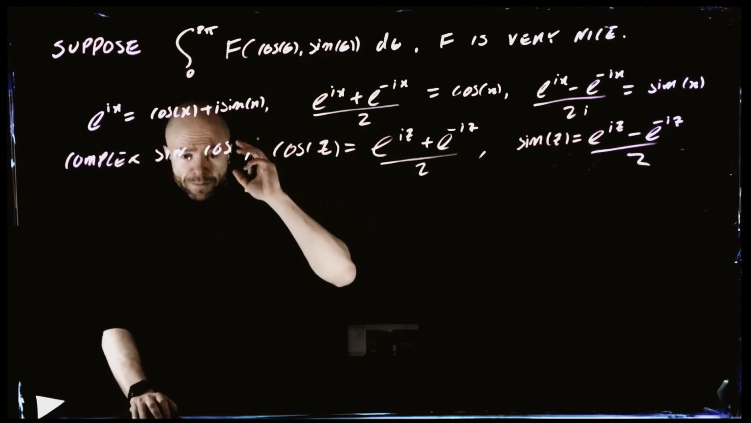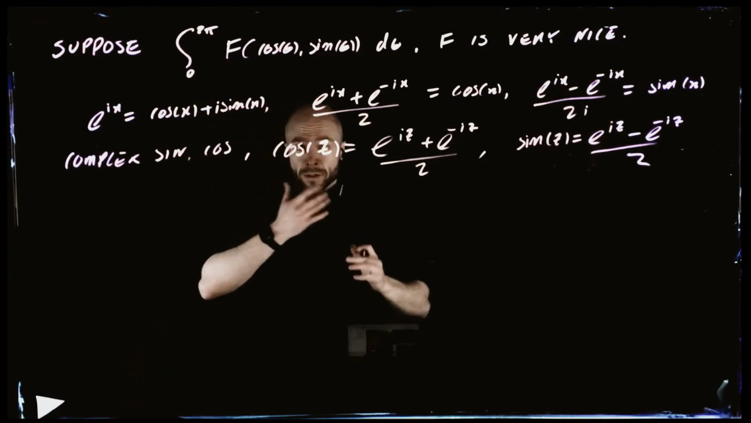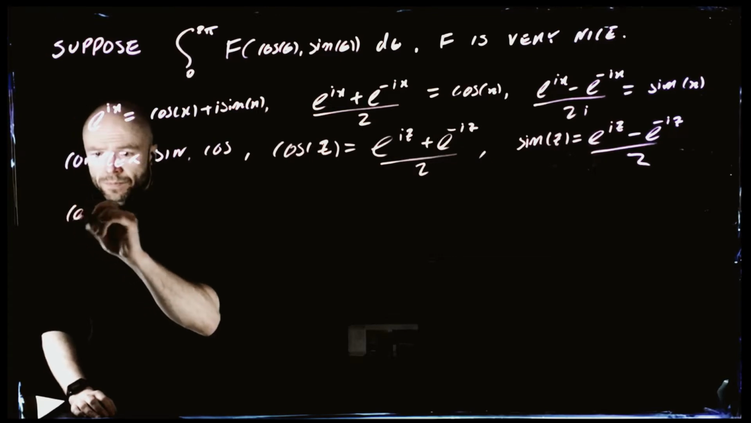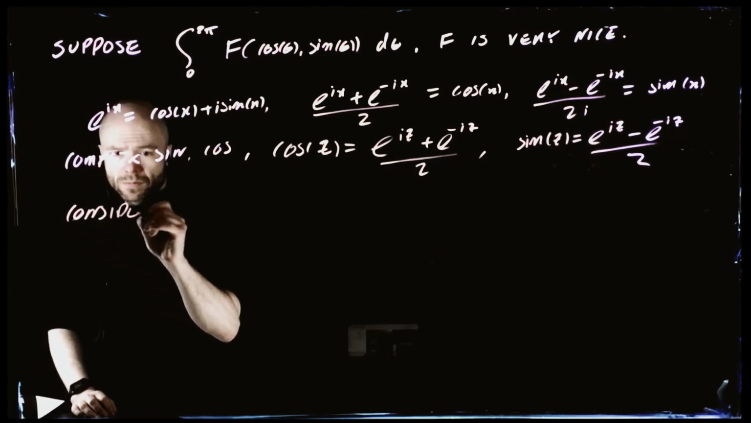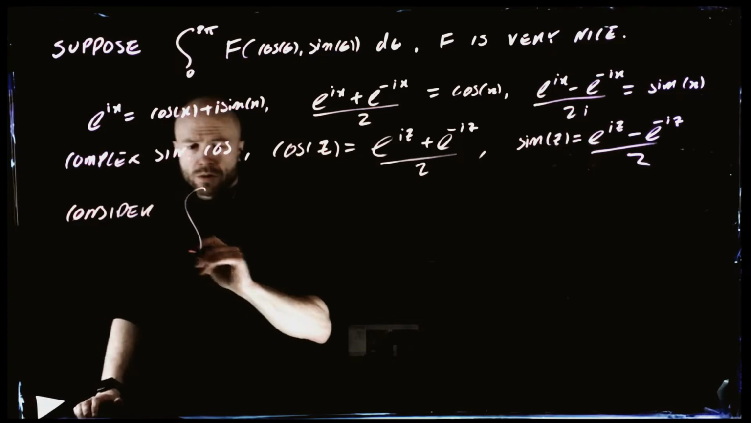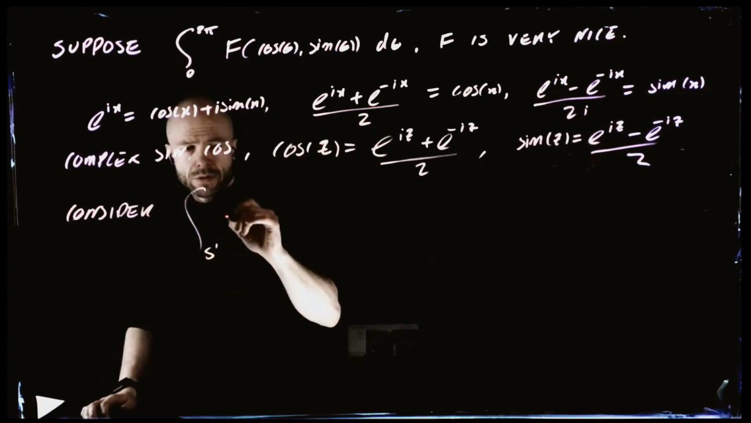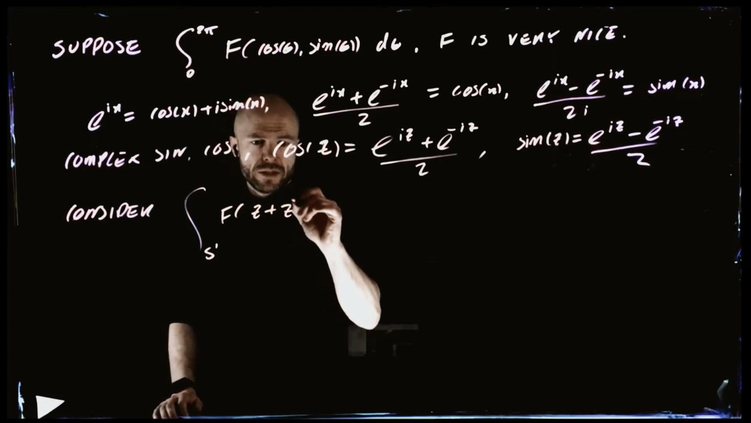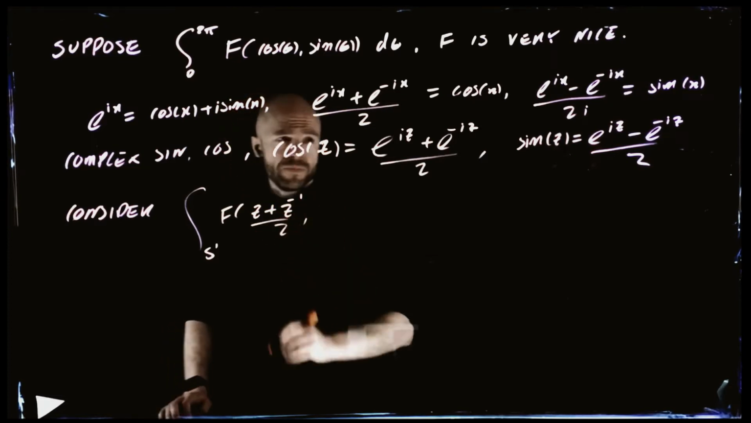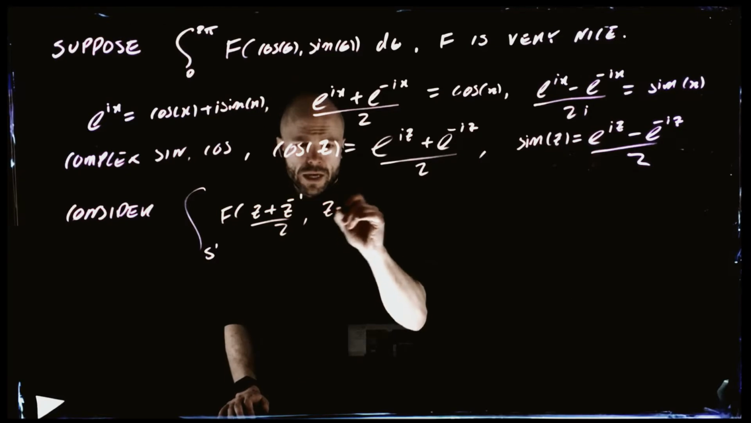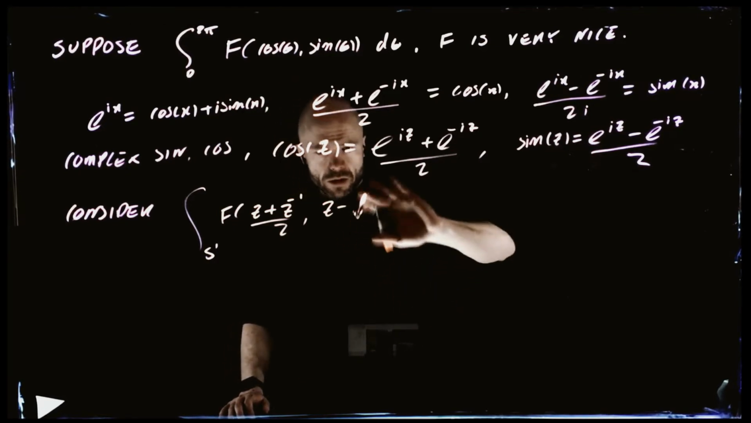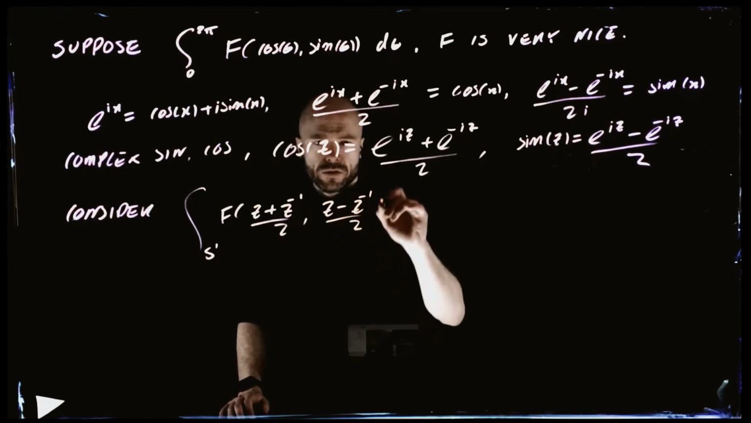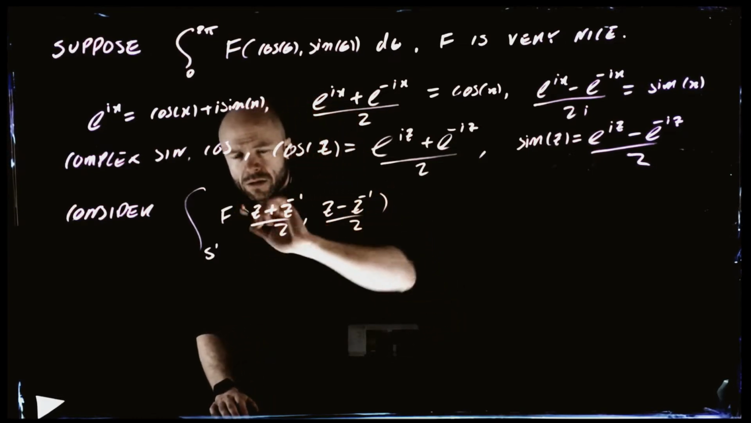And there's a trick here. What we're going to do is say, okay, let's consider the integral around the circle of f of (z plus z to the minus 1) over 2 and (z minus z to the minus 1) over 2, like this.